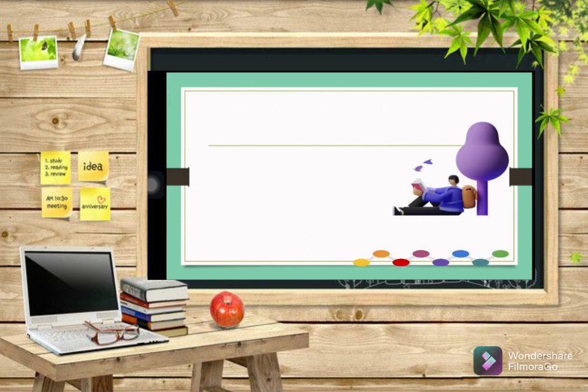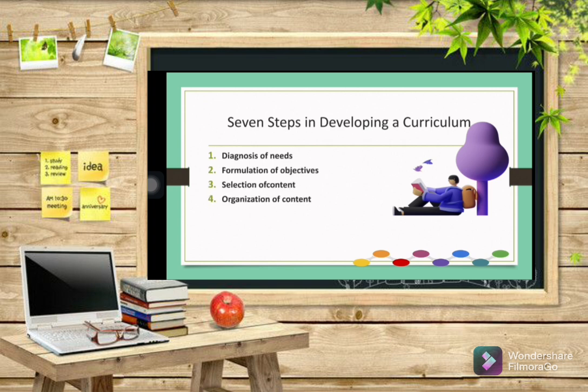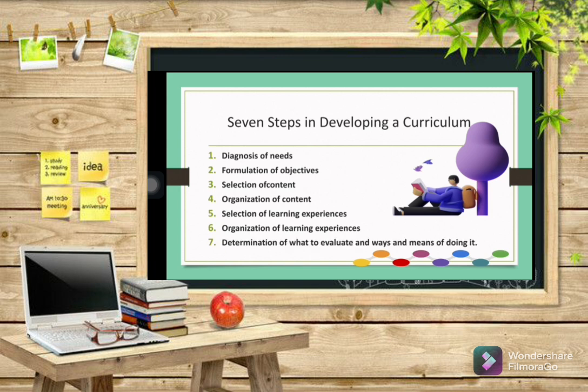And in this model, Taba developed 7 steps in developing a curriculum that includes the diagnosis of needs, formulation of objectives, selection of content, organization of content, selection of learning experiences, organization of learning experiences, and lastly, the determination of what to evaluate and ways and means of doing it.